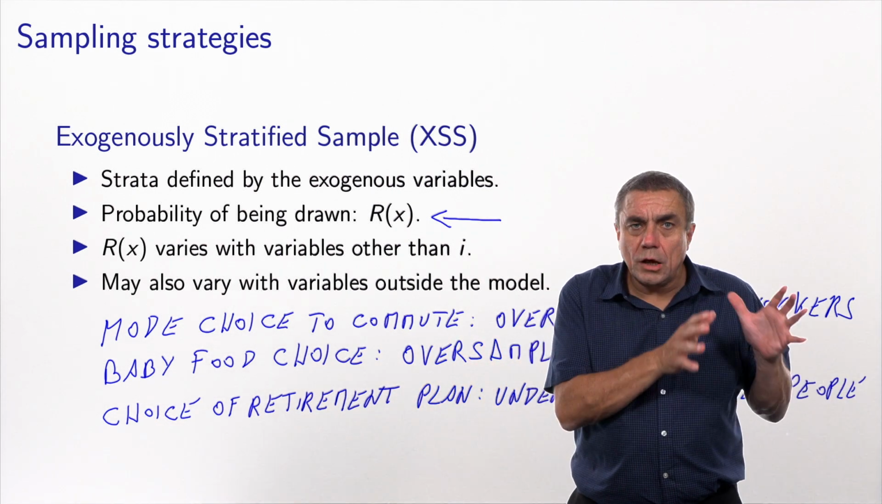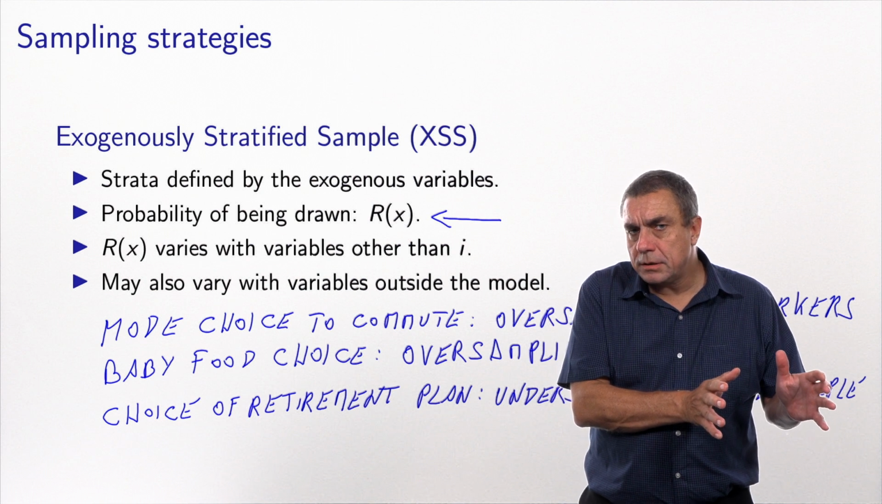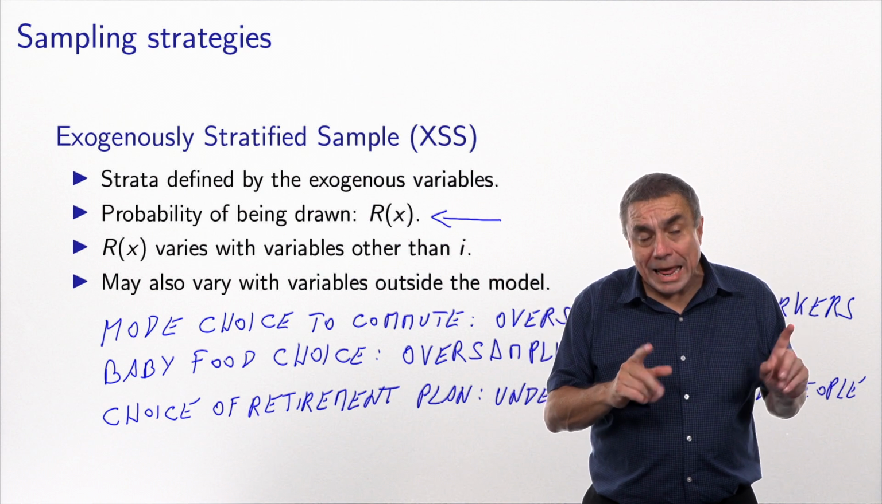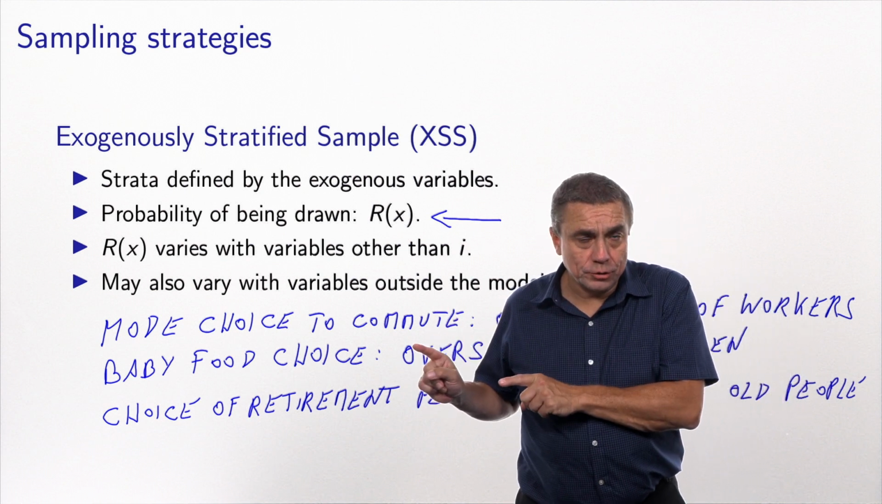When I introduced the exogenous stratified sampling strategy, I mentioned that the strata can be defined on any variable except the endogenous variable, the choice.